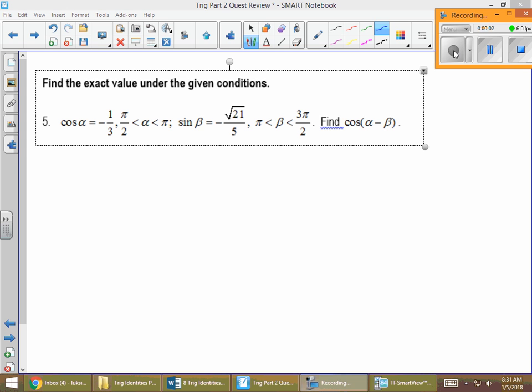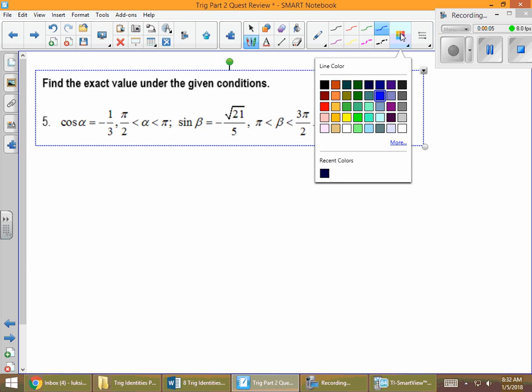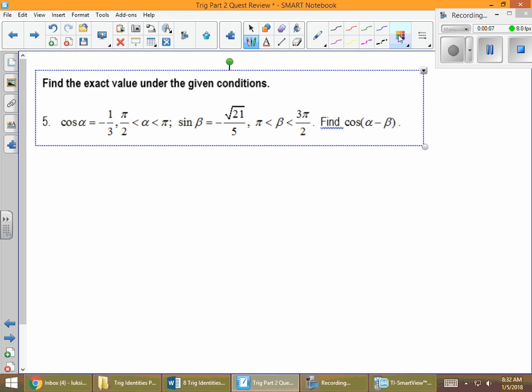Okay, number 5 is the next one that I'm going to do for you. Here we know this is a triangle problem because we have values that are not on the unit circle, negative 1/3 and negative radical 21 over 5. So we're going to draw these triangles and then find cosine of A minus B.